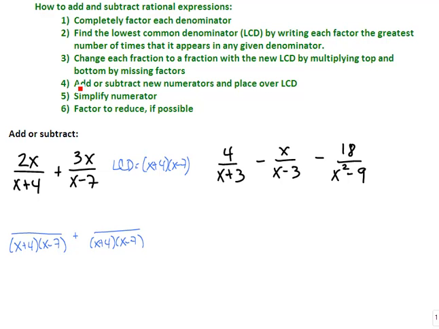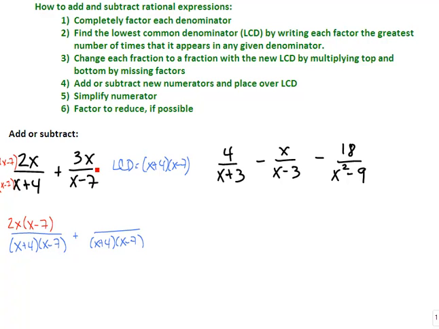That's step 4. So if I have x plus 4 to begin with, and I want to get to x plus 4 times x minus 7, I already have the x plus 4, so all I'm missing is the x minus 7. So we would need to multiply the bottom and the top by that missing factor. So in the numerator, the new top that I'm going to get, I have the original top of my fraction, 2x, times this new factor x minus 7 that I had to multiply by because I was missing it.